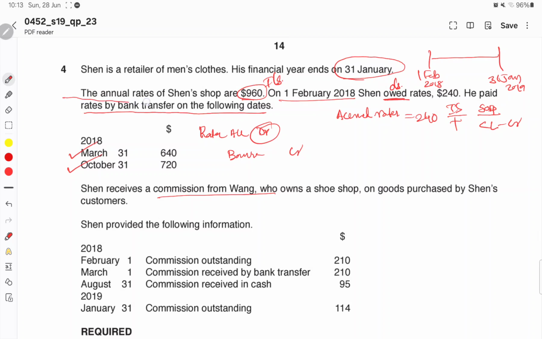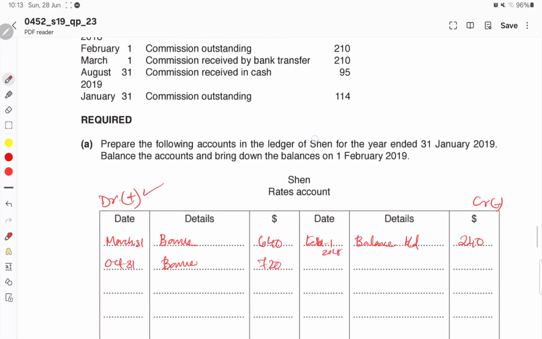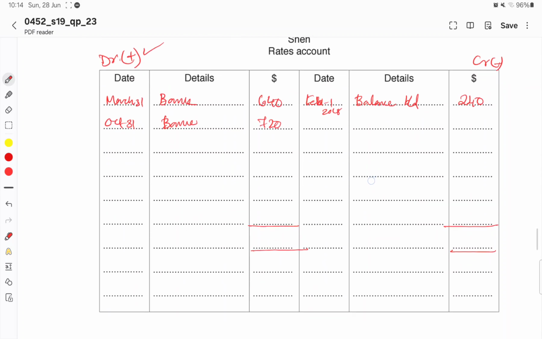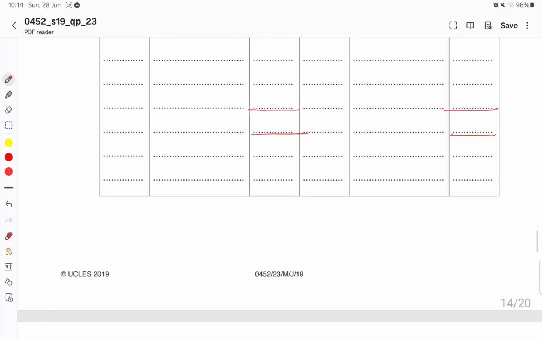So we know that for the annual rates, sometimes they will give in the question like this, annual rates of the Shen shop are $960. So that much only will go to the income statement, isn't it? So what we have to do here is the transferring entry, isn't it? So what is the transferring entry of the income for the rates? The rates transferring entry is transferring money to the income statement.